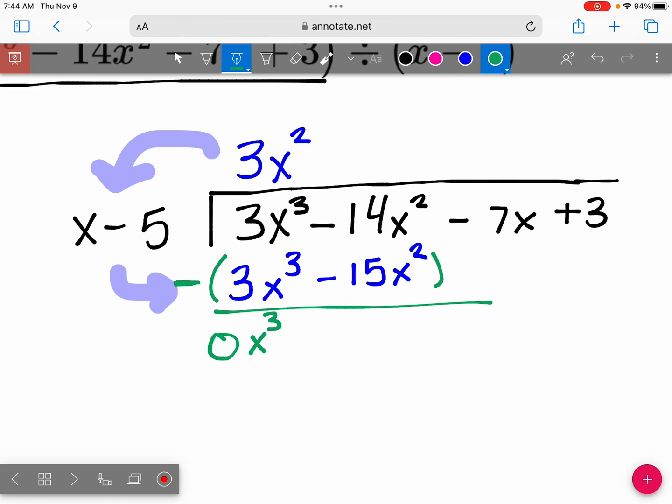Negative 14x squared minus negative 15x squared. What are we going to get? Is it 1 or negative 29? 1. Because this is a double sign. So minus negative 15 becomes plus 15. So this becomes plus 1x squared.